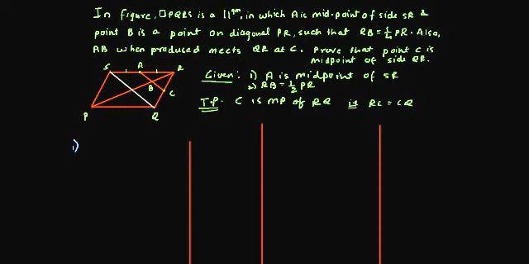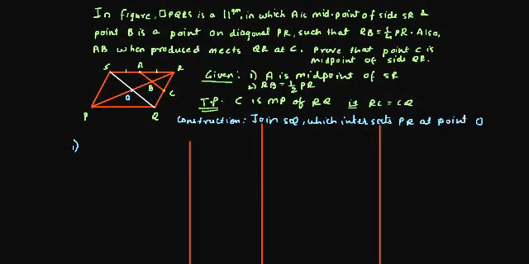We have to join SQ, which intersects PR at point O. So our construction will be: join SQ, which intersects PR at point O. Now we'll start with the proof. Proof लिखना शुरू करेंगे.